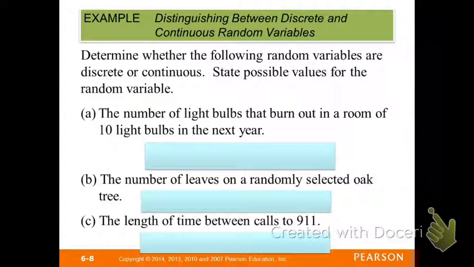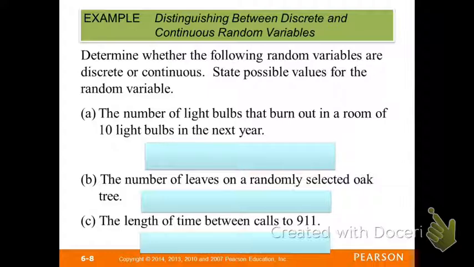So if we're looking at these examples to determine whether something is discrete or continuous, again, this is review from Chapter 1 or Chapter 2. Letter A, the number of light bulbs that burn out in a room of 10 light bulbs in the next year. Letter B, the number of leaves on a randomly selected oak tree. And letter C, the length of time between calls to 911. So take a second to think about these.